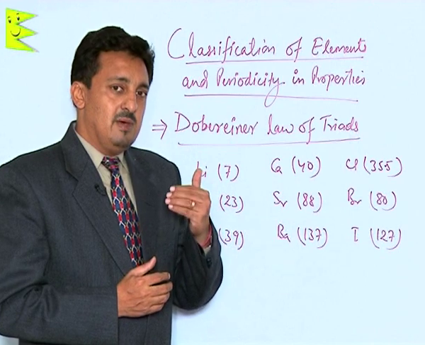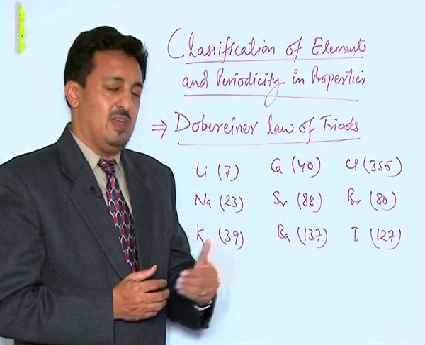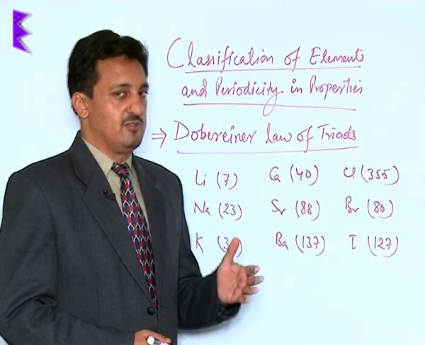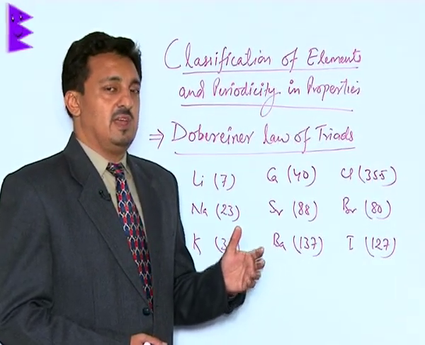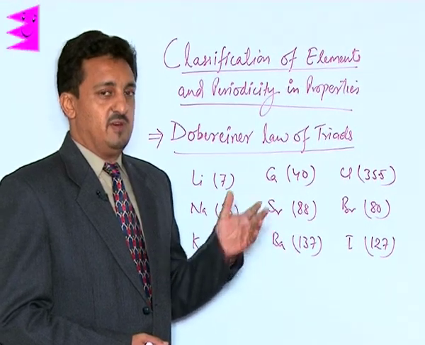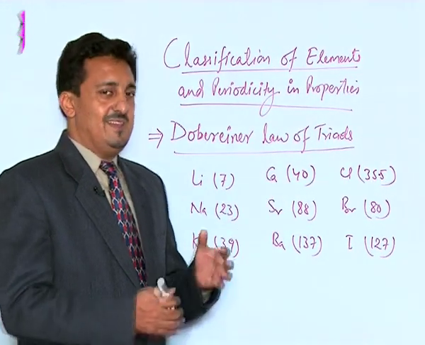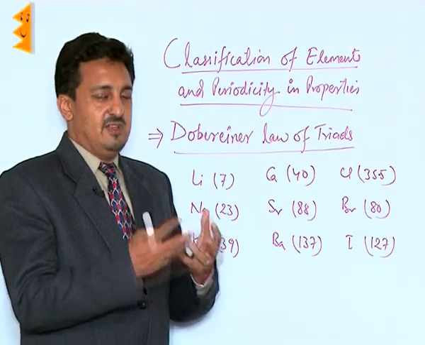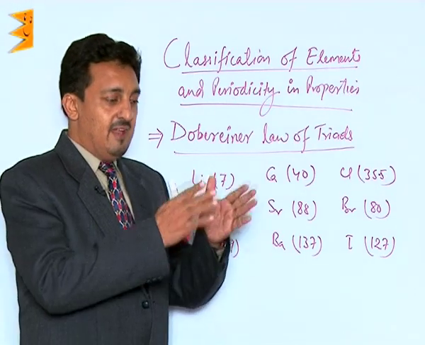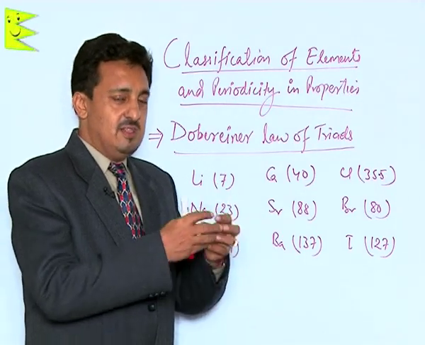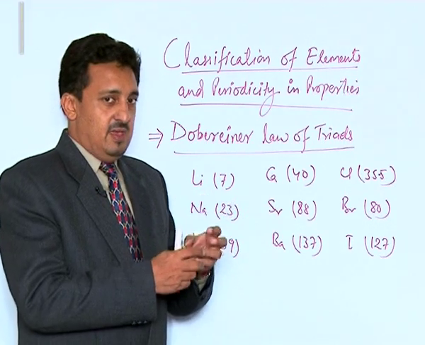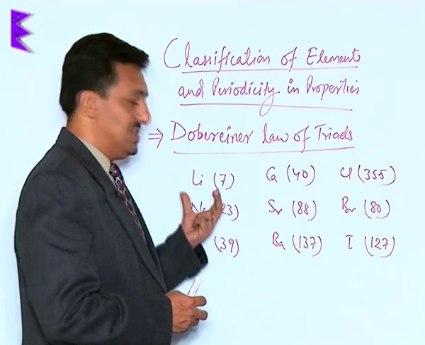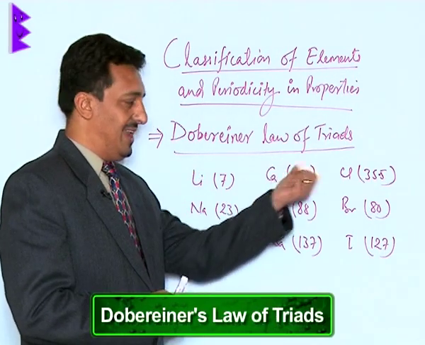Now, scientists have been trying to classify the elements. The first credit for the classification of elements goes to Dobereiner. Dobereiner in 1829 gave the first law of triads. He basically studied the major elements which had been discovered by that time, and when he arranged those elements according to their properties, he got groups of three elements which can be placed together with similar physical and chemical properties. That's why it's called the law of triads.